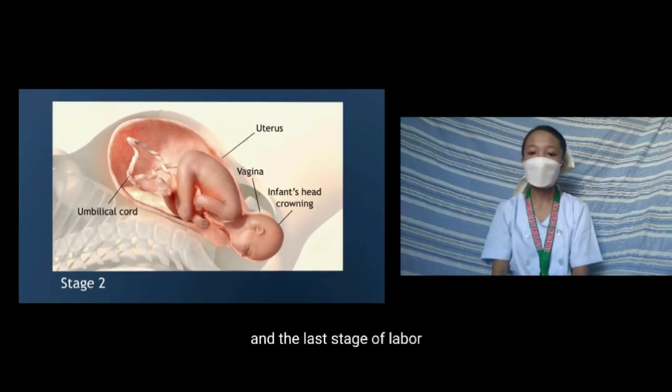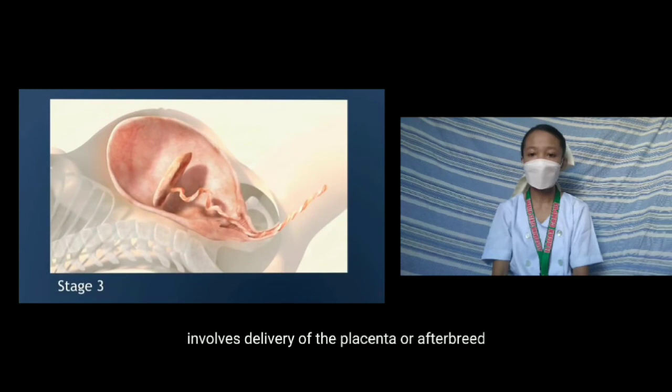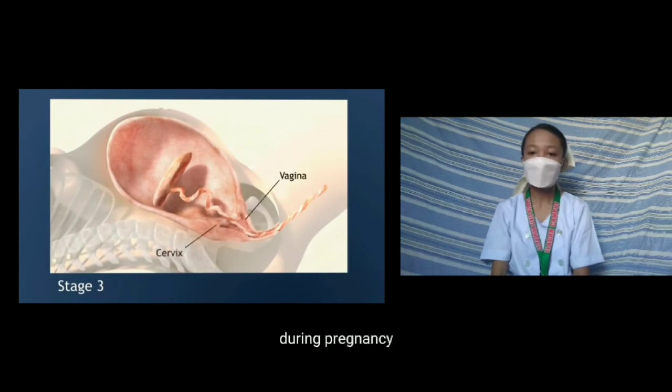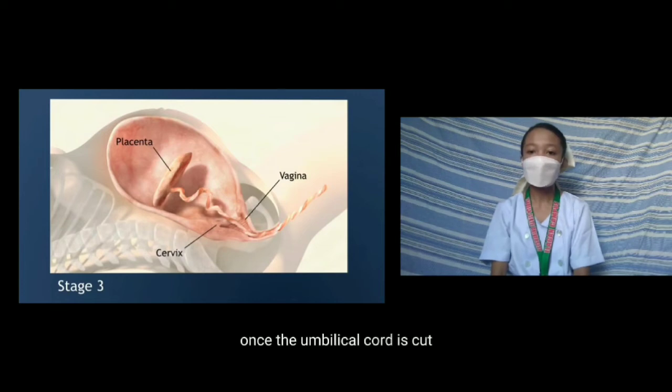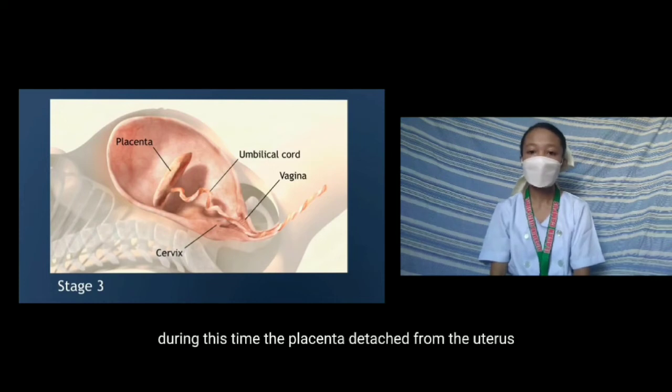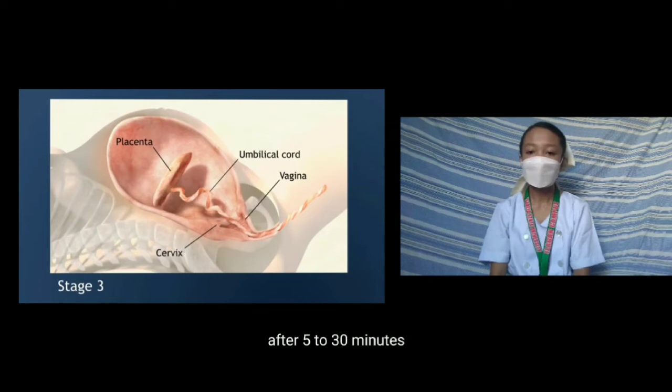And the last stage of labor involves delivery of the placenta, or afterbirth. During pregnancy, the placenta supplies food and oxygen to the fetus. Once the umbilical cord is cut, the placenta has to come out. Contractions typically begin 5 to 10 minutes after the baby's birth. During this time, the placenta detaches from the uterus. A provider may encourage the woman to push just as she did to deliver the baby. After 5 to 30 minutes, the placenta comes completely out of the vagina. Then the process is complete.